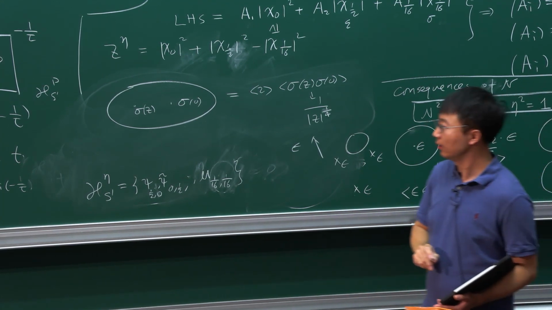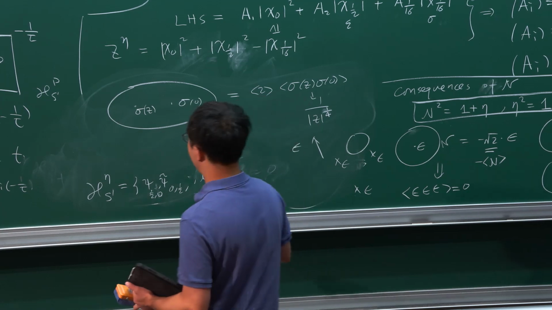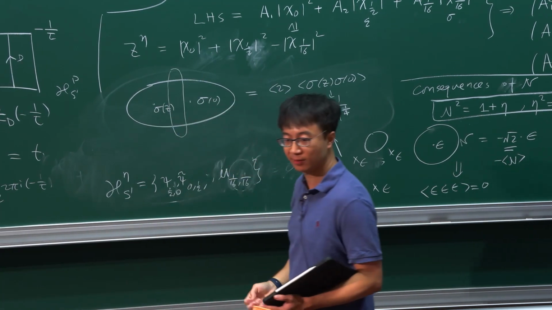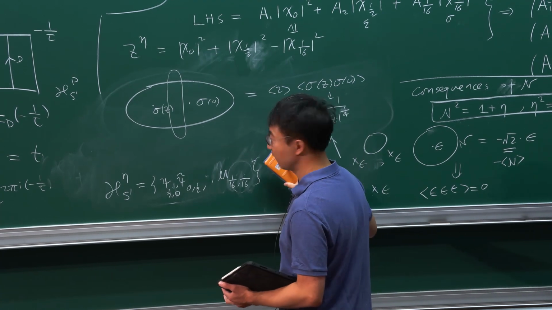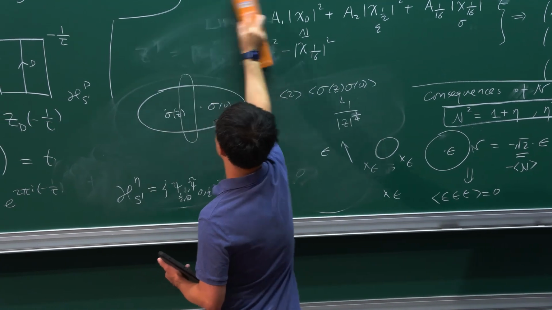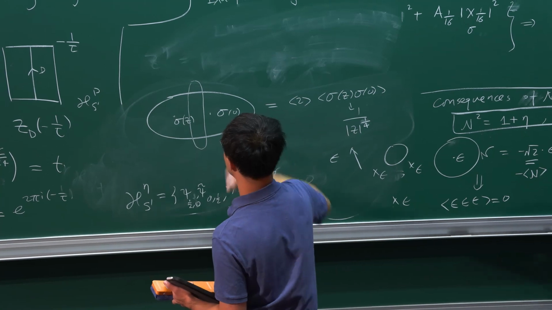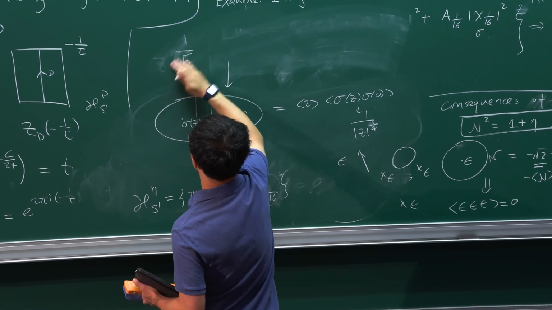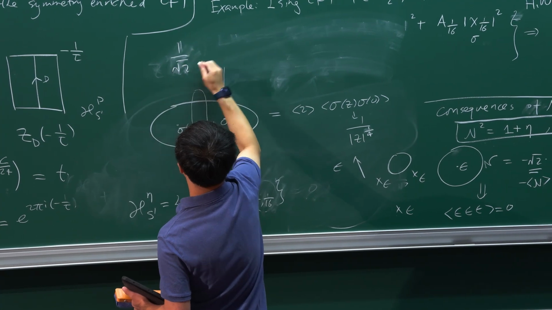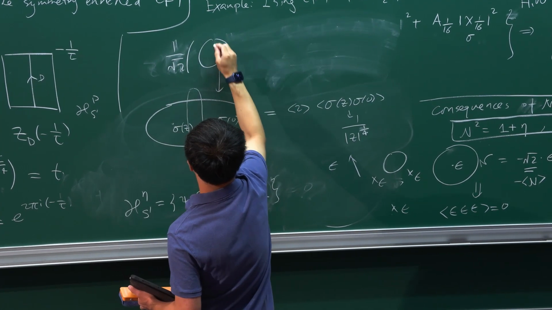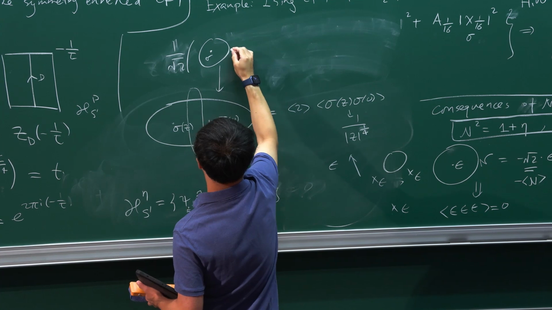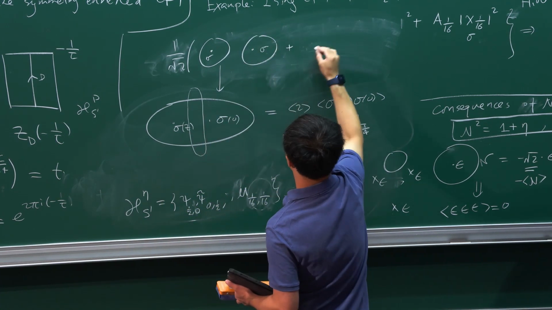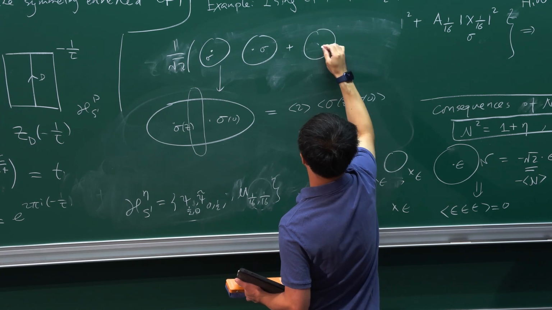But on the other hand, you can perform the F move in this region. And what you find is that this is equal to 1 over square root 2 times this kind of dumbbell plus this trivial configuration.